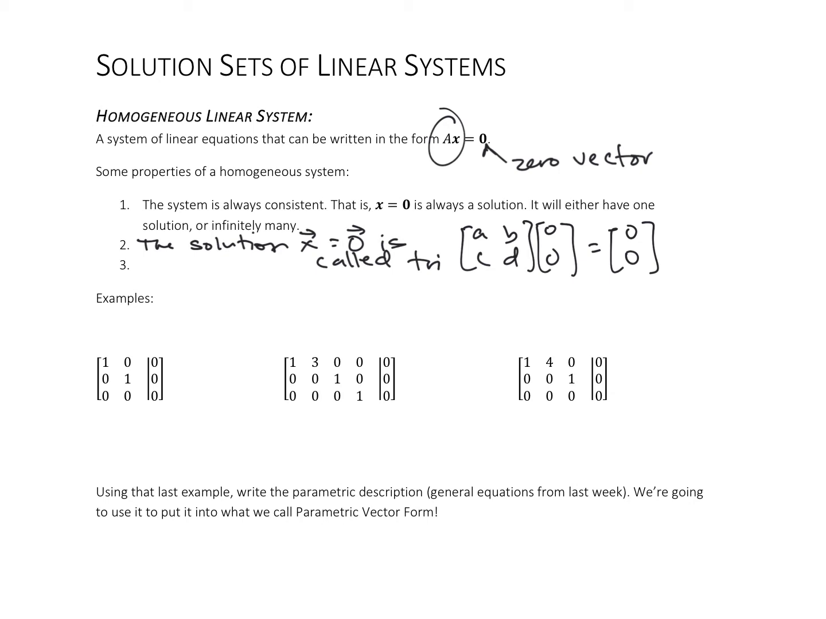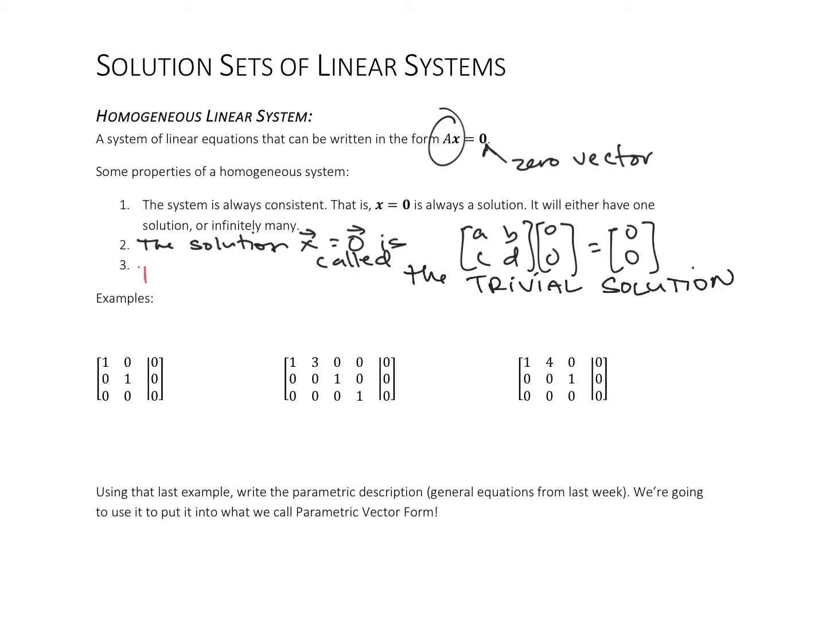So, okay. It's called the trivial solution. And we call it trivial because it's like, okay, yeah, duh, right? That's pretty uneventful, pretty boring, right? So we call that the trivial solution. And our last property has to do with whether or not we have a non-trivial solution.